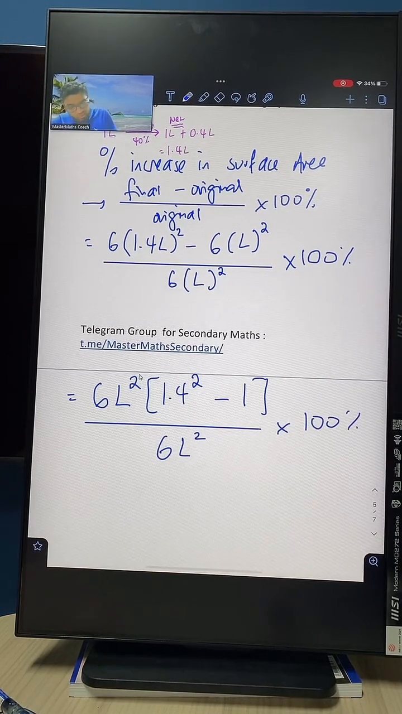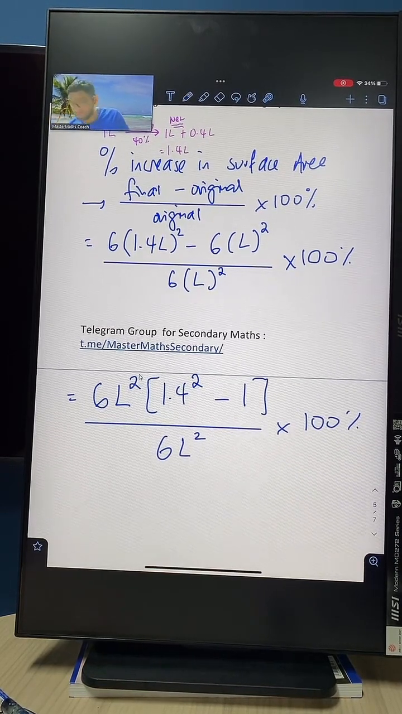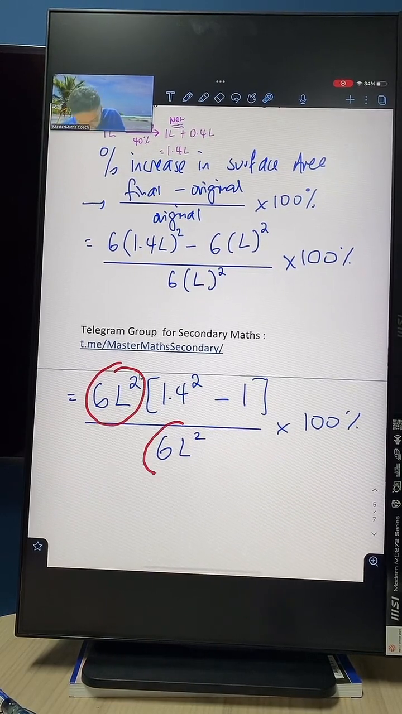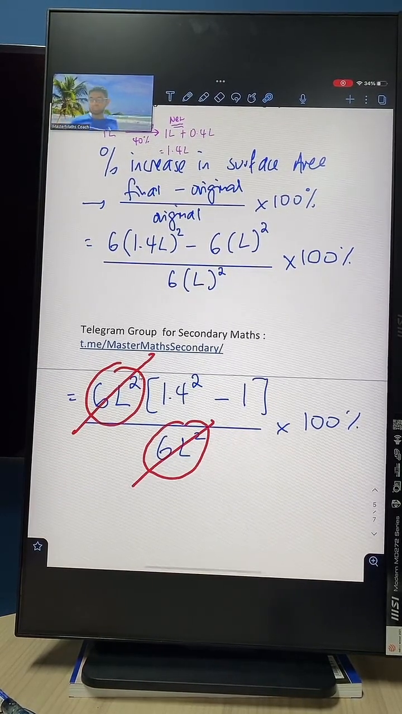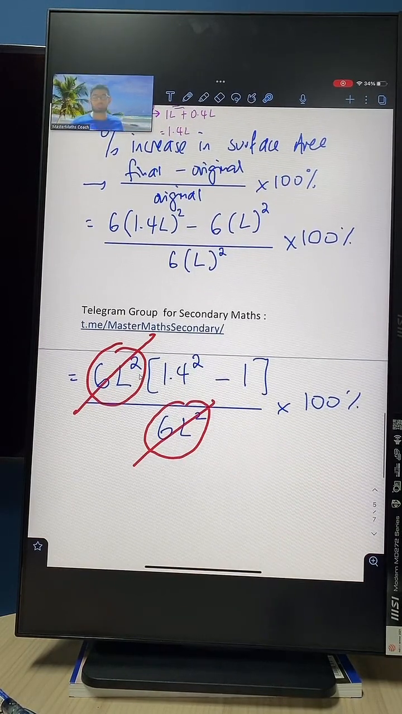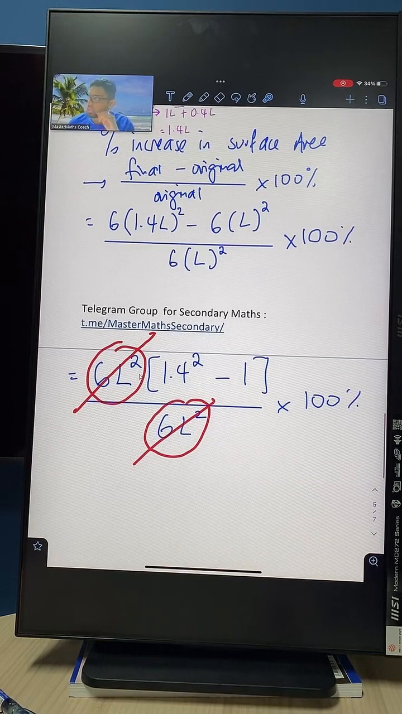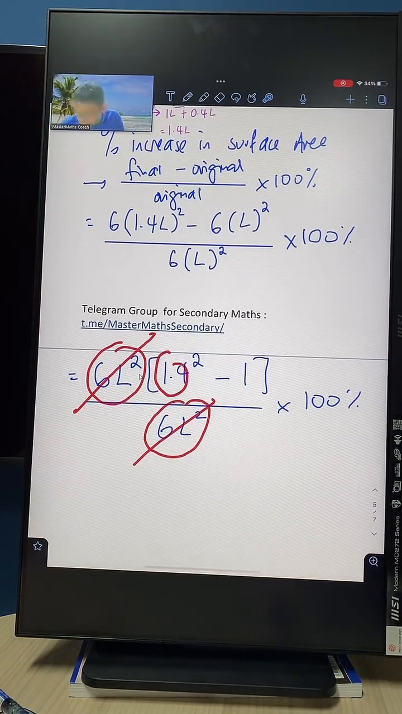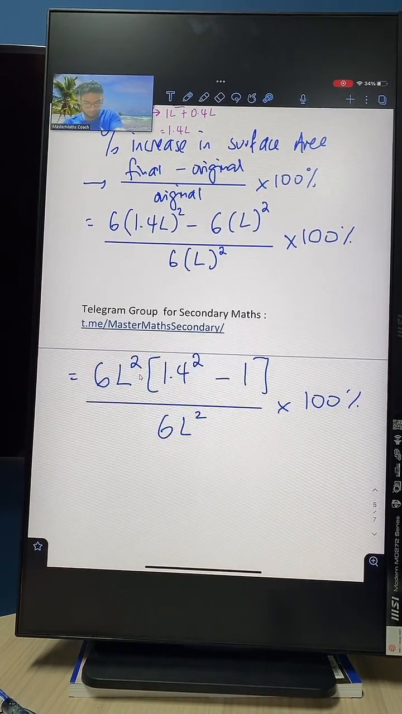What do you think must happen? Or what can we do to 6L squared and 6L squared? Cancel them off. And now every one of you can answer this question. Pretty simple already. Okay, how would you answer this question? 1.4 squared minus 1. What happens there?